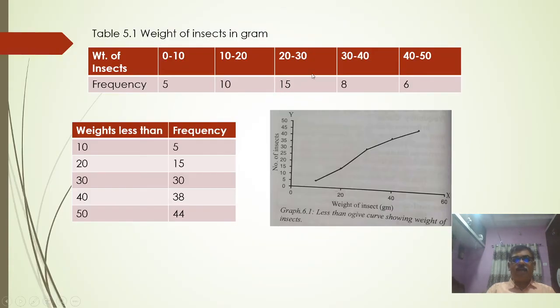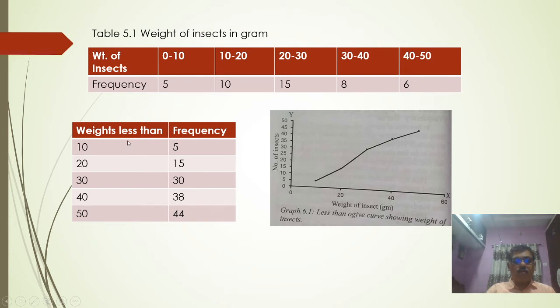Here is the weight of insects in grams, and we are showing the frequency. The weight classes are 0 to 10, 10 to 20, 20 to 30, 30 to 40, and 40 to 50. Then we make the columns for frequency and for weight less than.